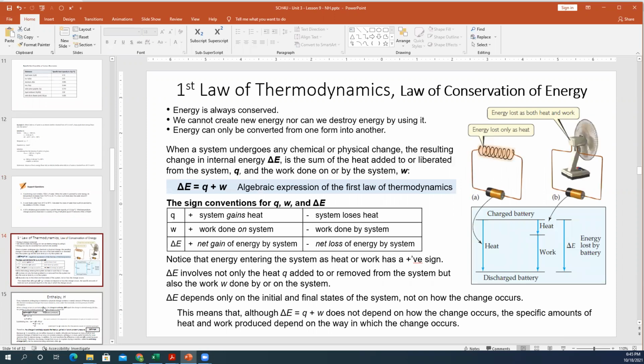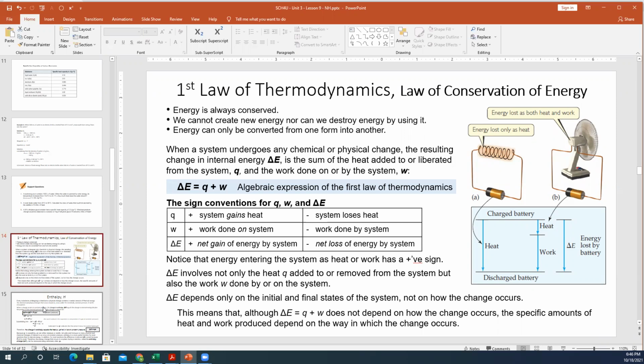Which brings us to just more talk about the first law of thermodynamics, the law of conservation of energy. So if you recall, energy is always conserved. We can't create new energy, nor can we destroy energy by using it up. Energy can only be converted from one form into another.